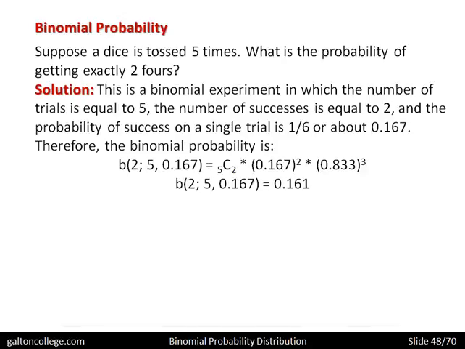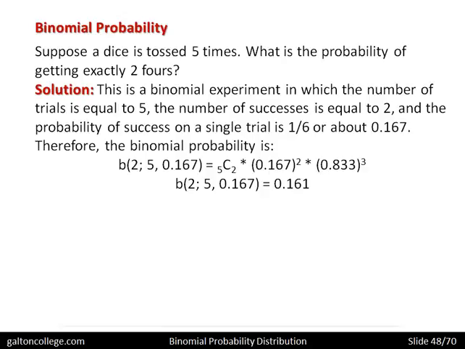Therefore, the binomial probability, for getting 2 4s, is b(2; 5, 0.167). 5 is the number of times we're going to try this particular experiment, and the probability of getting a 4 is 0.167. If we apply our formula, the one we had on the previous slide, and work it out, we get 0.161, 16.1%. So the probability of getting exactly 2 4s is 16.1%.